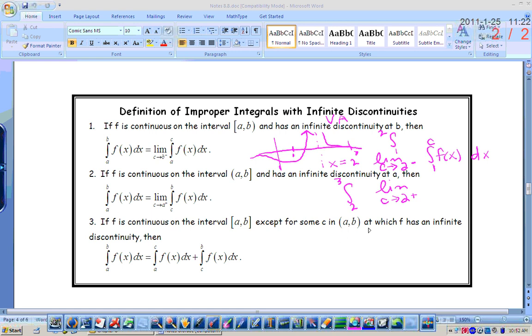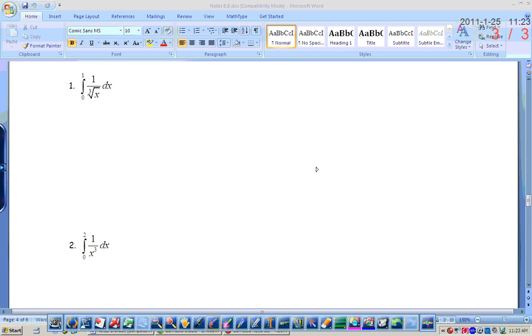Okay, and then if we have an asymptote that's in the very middle of the interval between a and b, then we're going to have to integrate from a to c and then from c to b. And I will show you examples of all of these. And these are a little bit trickier because they're not as obvious that they're improper integrals. You have to pay really close attention because it could just look like one of the other ones that I've given you in the past.